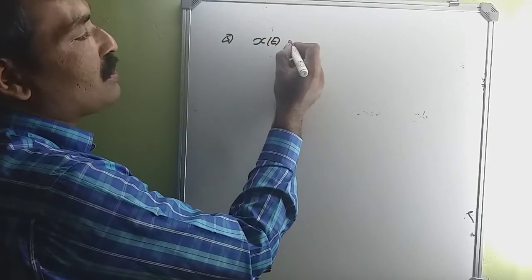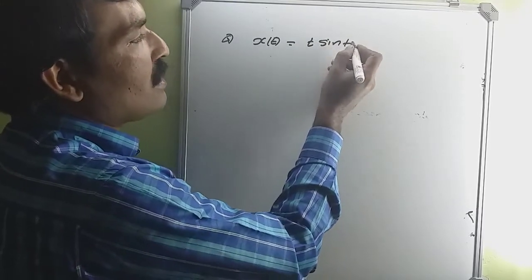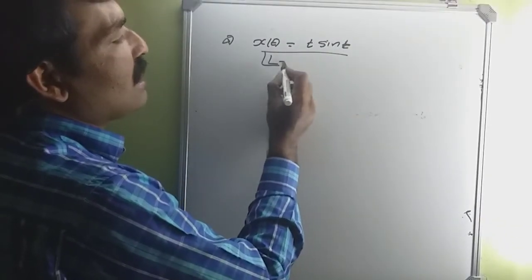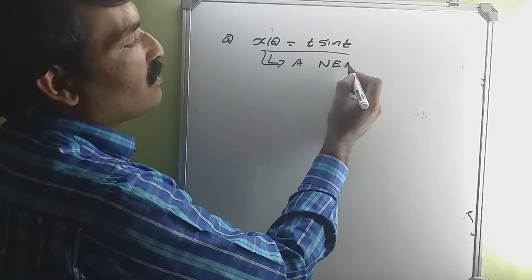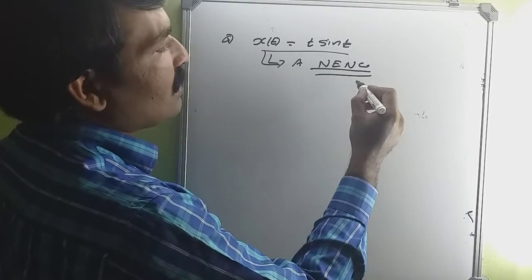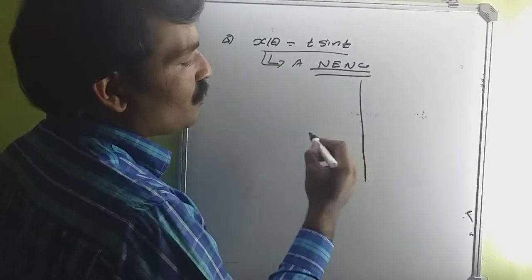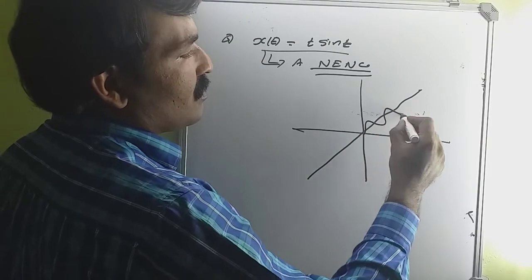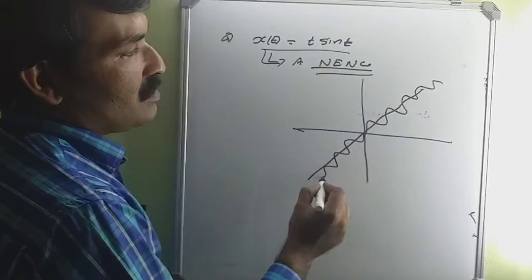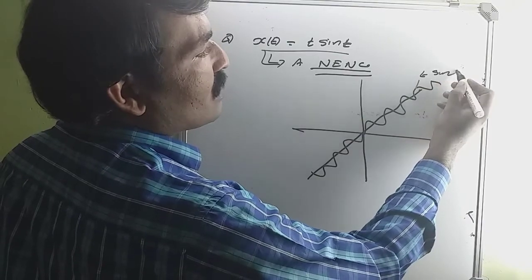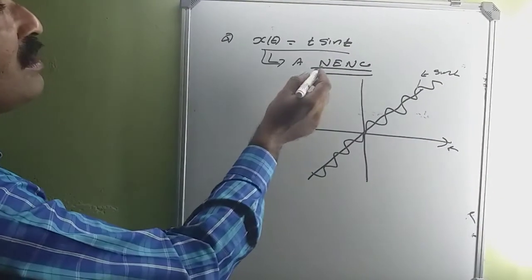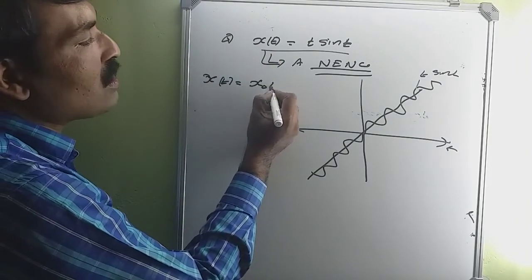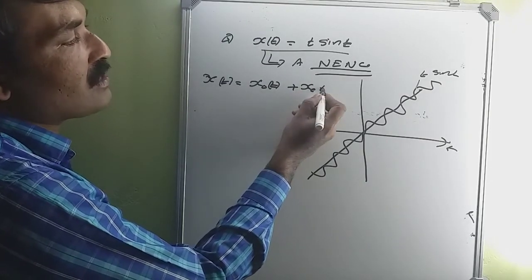x of t is equal to t sin t. Again, this is a neither even nor odd signal. We can draw the signal as this: this is t, and this is the signal t into sin t, and this forms a neither even nor odd signal. So we can write x of t as an odd component plus an even component.